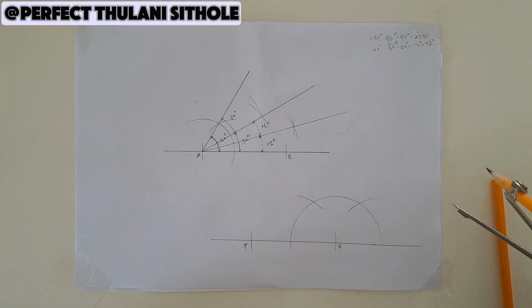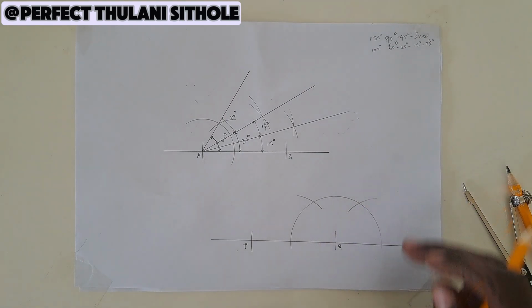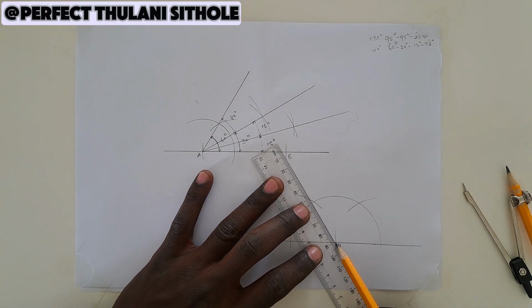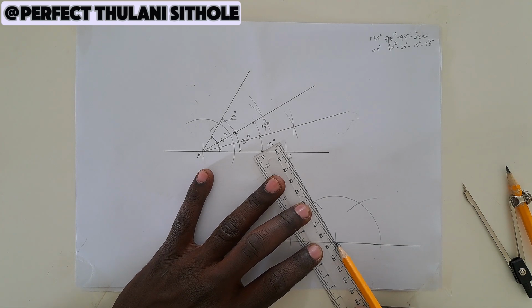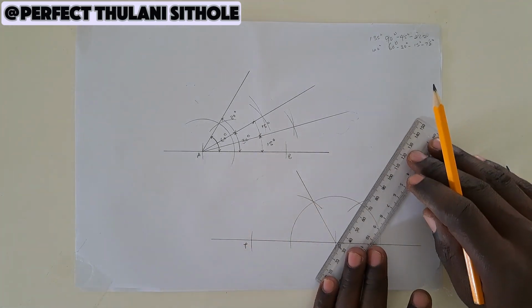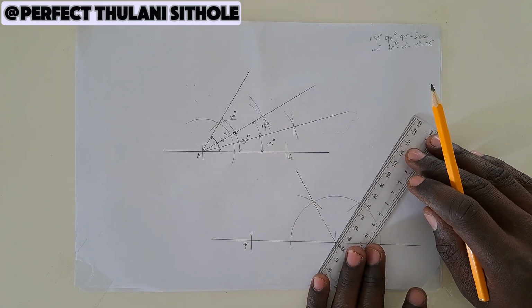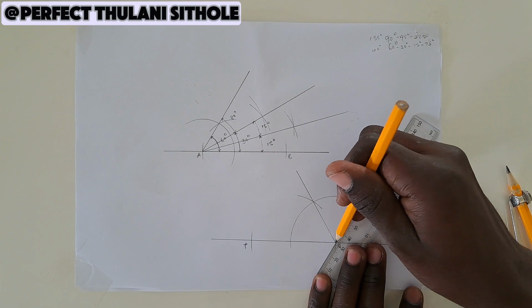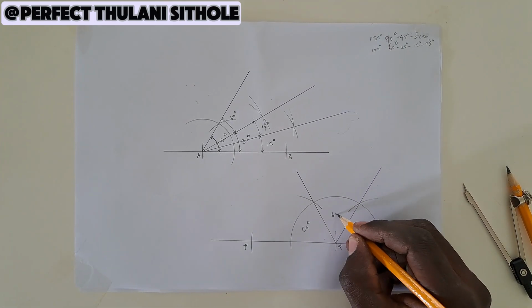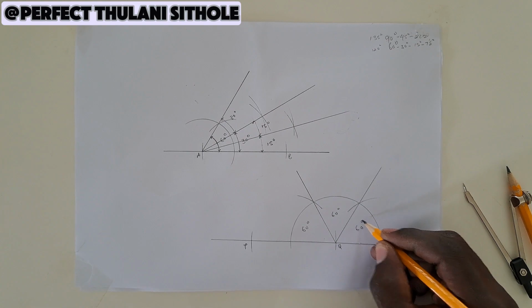So now we have 360, because on a straight line you get 180. So you join point Q and the point where the arcs meet here like this, and you do the same thing on the other side. So now we have 60, we have 60, we have 60.